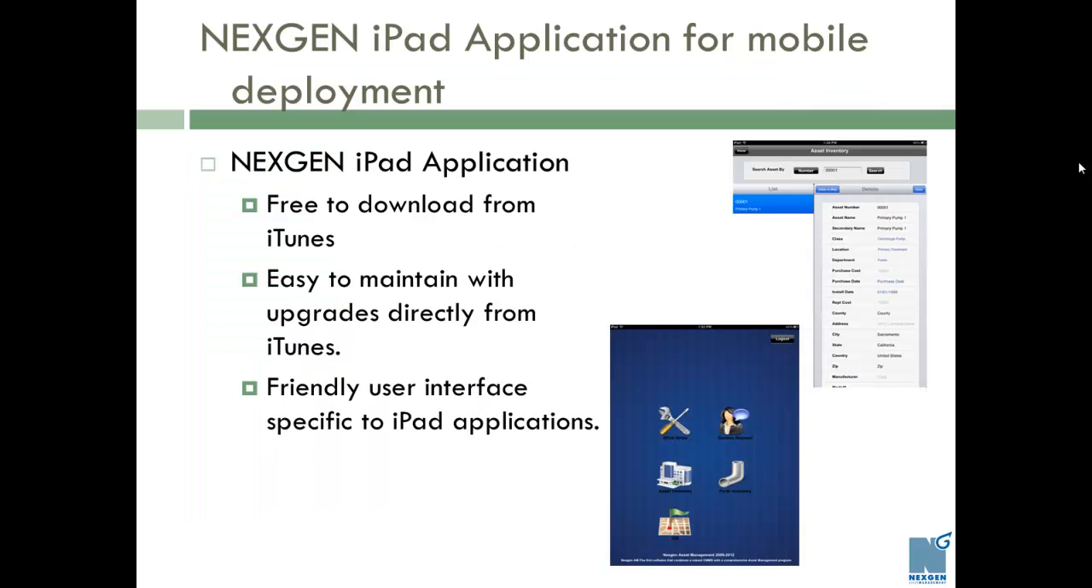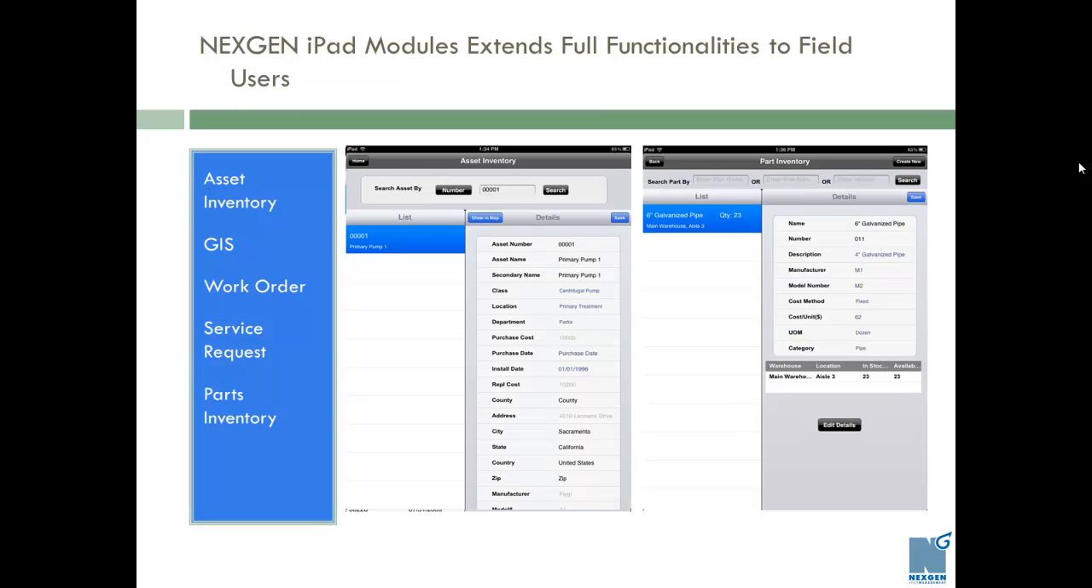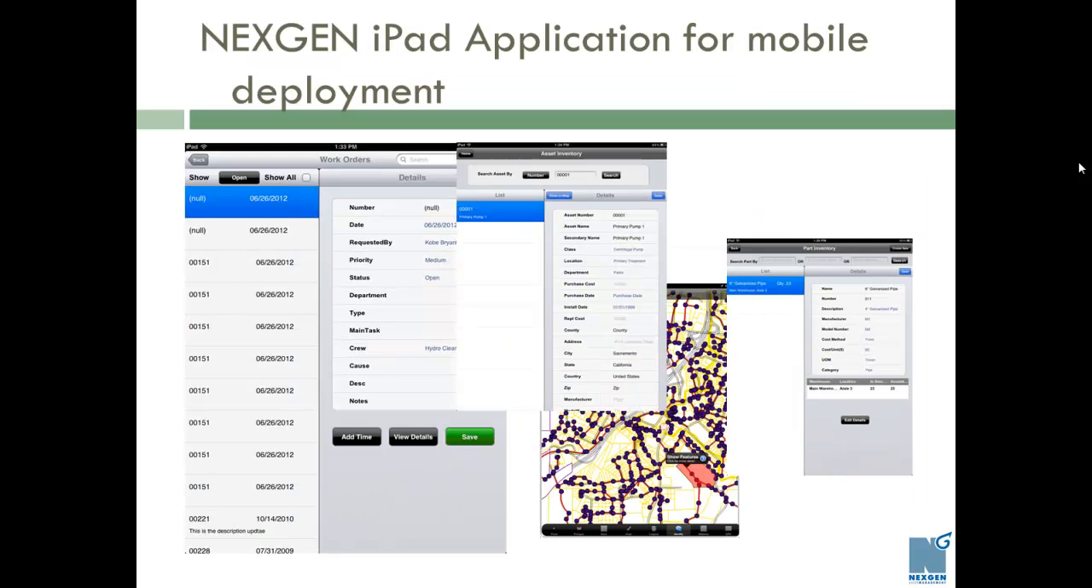NextGen has established an iPad application for mobile deployment. Our iPad application is free to download on iTunes. It's very easy to upgrade directly from iTunes, and it's a very user-friendly iPad application. The iPad application extends full functionality to the field users on specific modules. Those specific modules include the asset inventory, the GIS, work orders, service requests, and parts inventory.